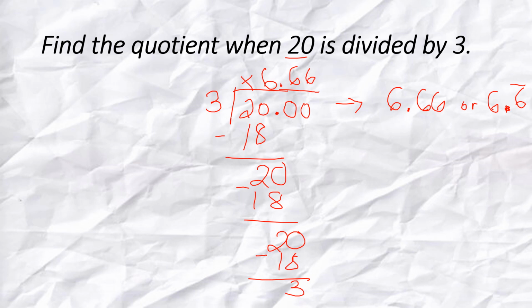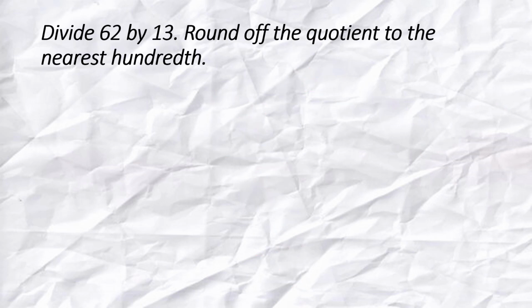Or we can round off our final answer to 2 decimal places, so it will become 6.67. Next, divide 62 by 13, round off the quotient to the nearest hundredth. So we have 62 divided by 13. So let us now divide.